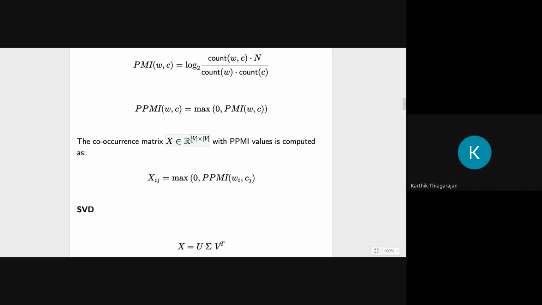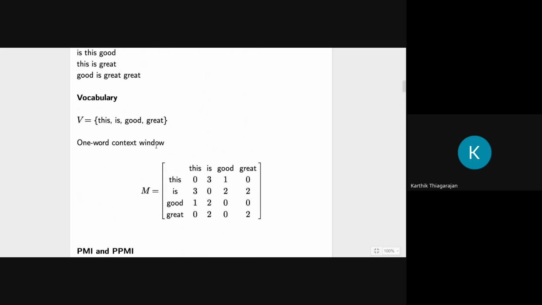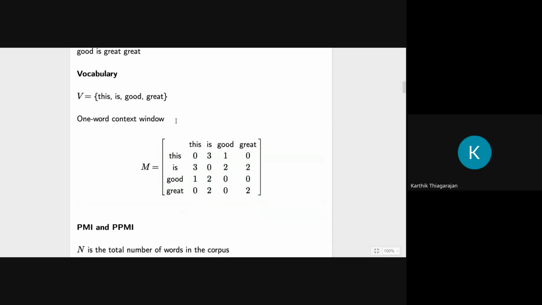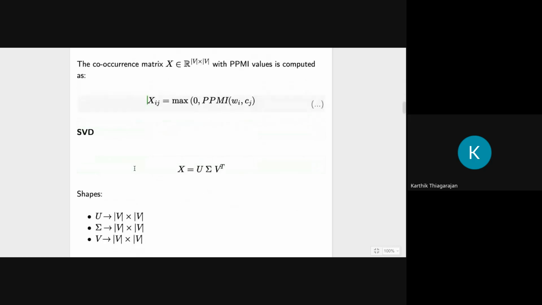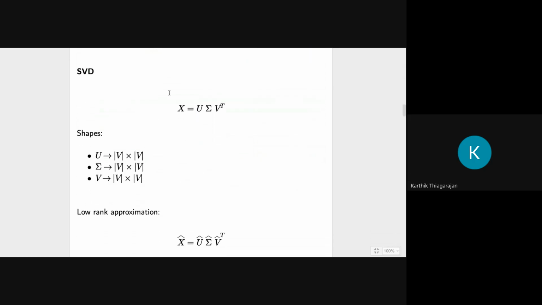So it will be a vocabulary cross vocabulary matrix. In this example, it will be 4 cross 4. This is a raw co-occurrence matrix, with just the raw word-context counts. But we usually work with the PPMI one. Once you have PPMI, you take the help of SVD. SVD is a matrix factorization technique, so it allows you to extract a low rank approximation of the input matrix. And that's what we'll do.